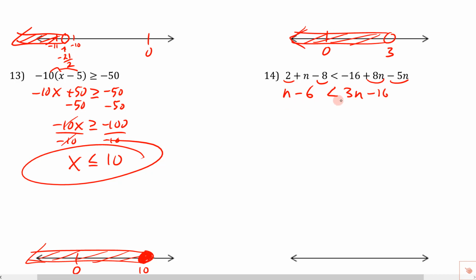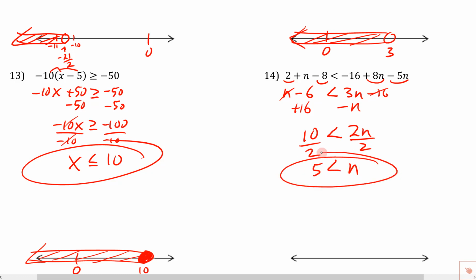Then we're going to move the smaller of the two, so I'm going to move the n over here by subtracting n. Just cross that out over there. I'm going to move the negative 16 to the other side by adding 16, so that's going to go away. So we get a 10 on this side. We're just adding and subtracting, so that doesn't change the direction of the inequality, so it's going to stay like that. And then we're going to divide by a positive 2, so that does not change the direction of the inequality, and we're going to leave it like that.